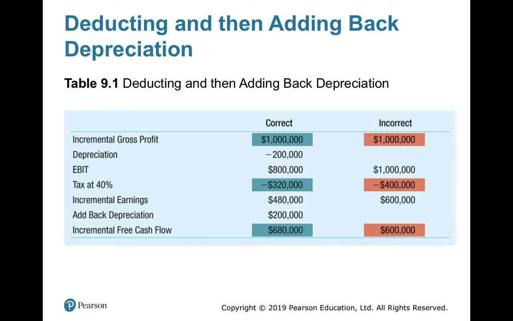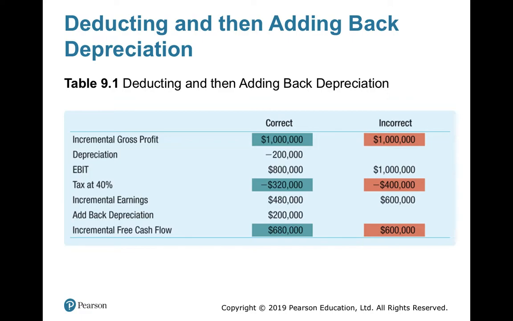Then what will happen? The EBIT will be 1 million, tax will be 400,000, incremental earning will be 600,000. No add back of depreciation, because it is not shown in the original, not deducted, so no add back. So the incremental free cash flow is 600,000, which is 80,000 less than company A. Why? Because the tax paid is 80,000 more.